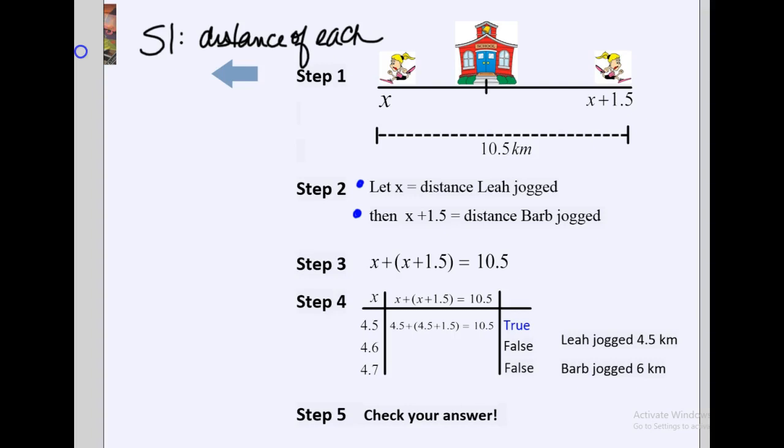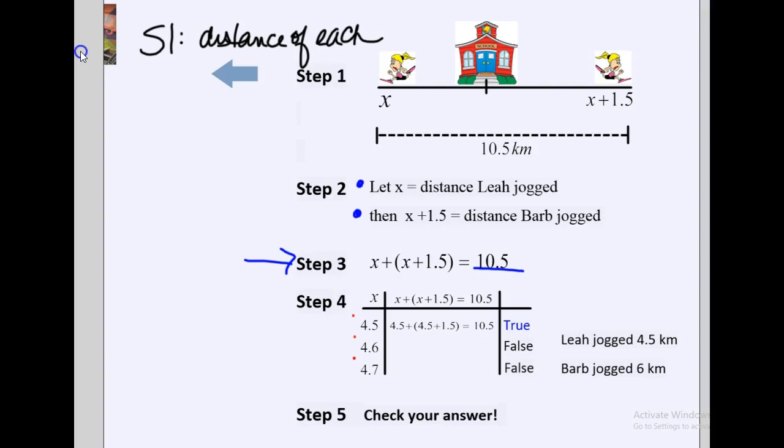Okay, after 30 minutes, how far apart were they? Yes, 10.5. So here's my equation. We needed that other number so we could put it all together and get our equation. Now remember, step number 4, we're going to do our input-output chart. If you notice, these were the choices for the domain that were given in the problem. We get a true when we do 4.5.